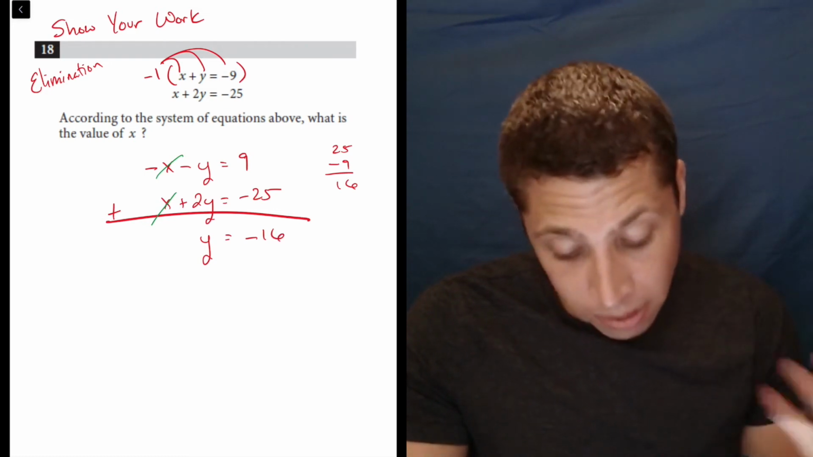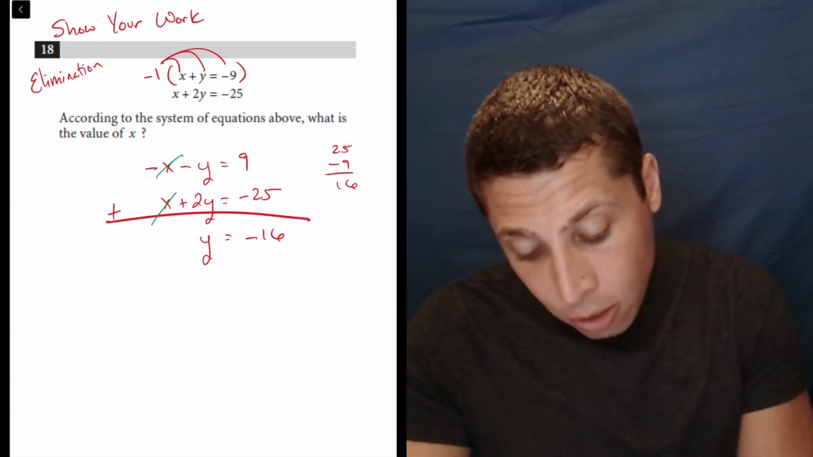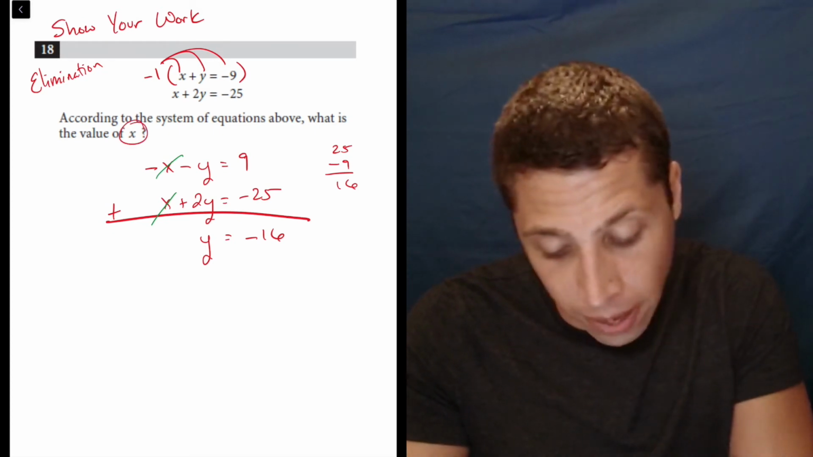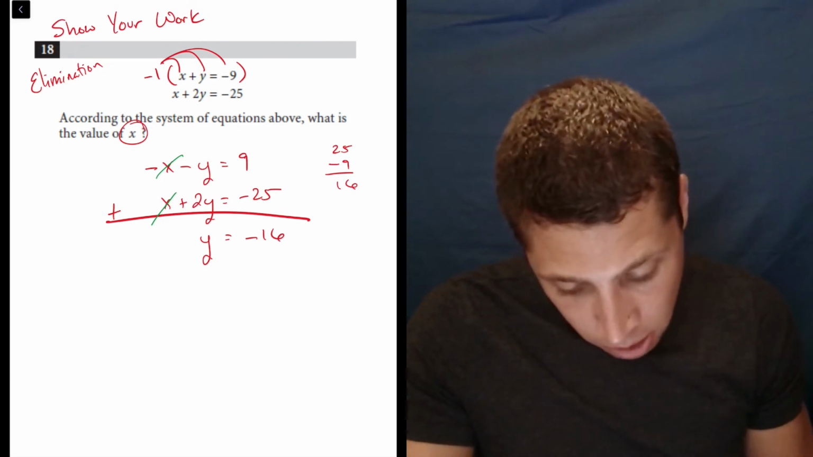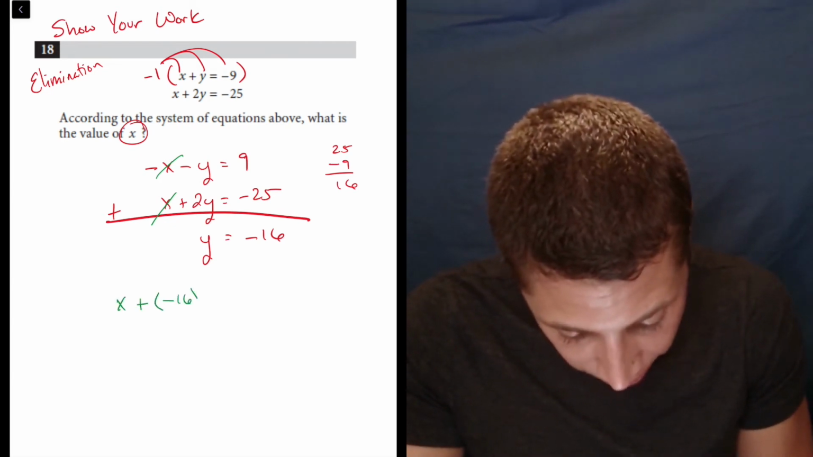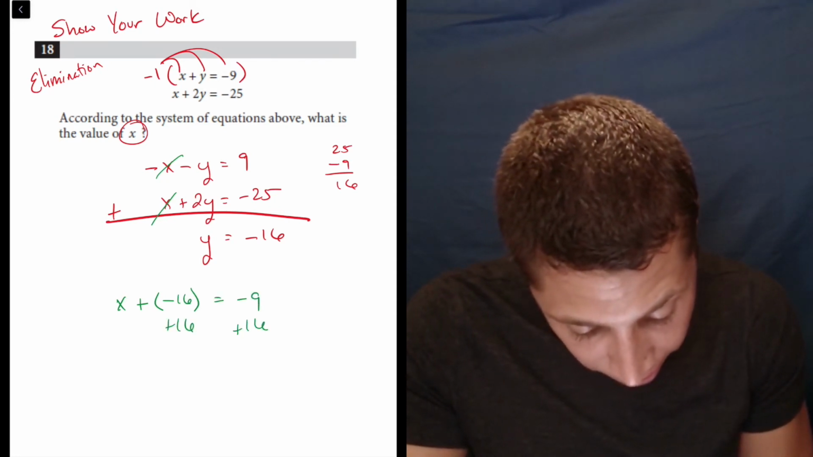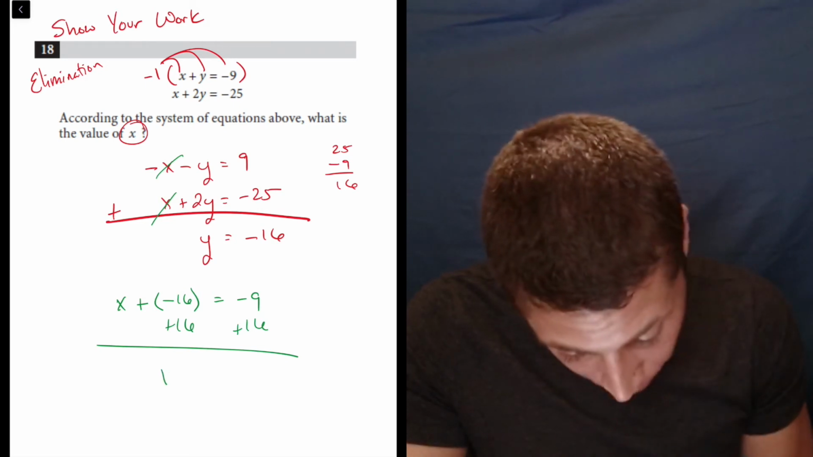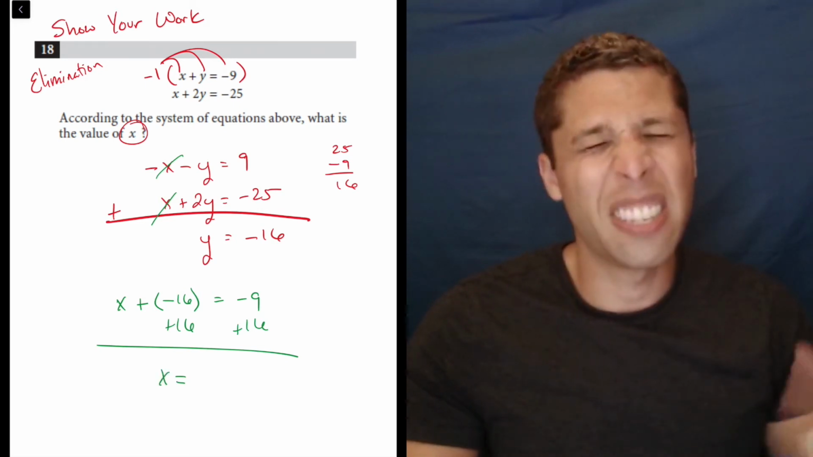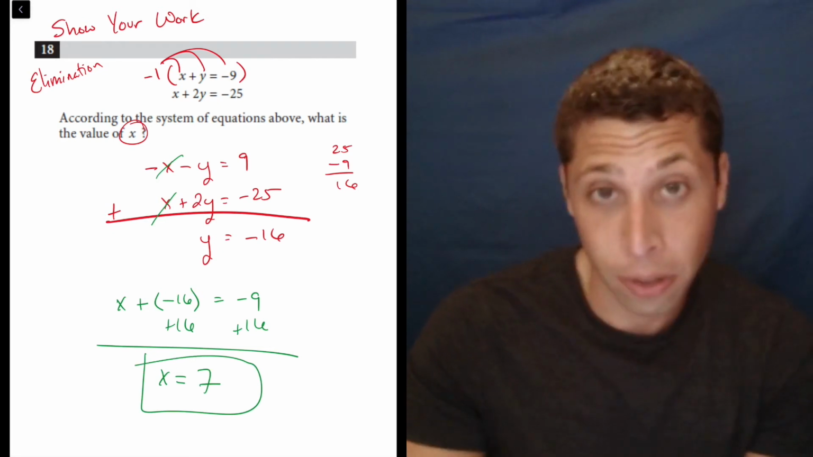Okay, well, what does that get me? Well, now I can take my value of y and plug it into either equation to find the value of x. So I'm going to plug it into the top one just to keep things really simple. So x plus -16 is equal to -9. We add 16 to both sides, and we're going to get that x is equal to 16 minus 9, which is 7, which is the answer.